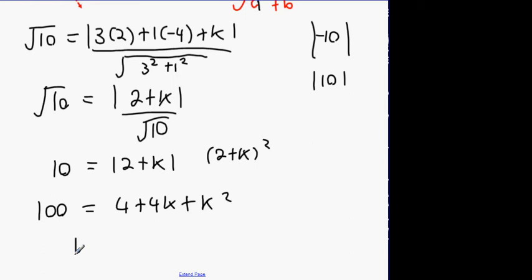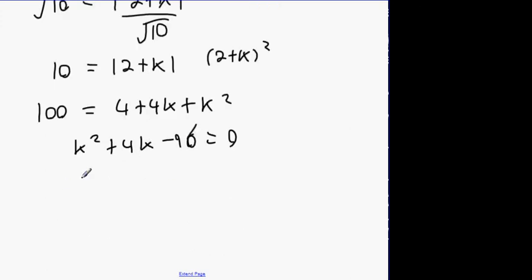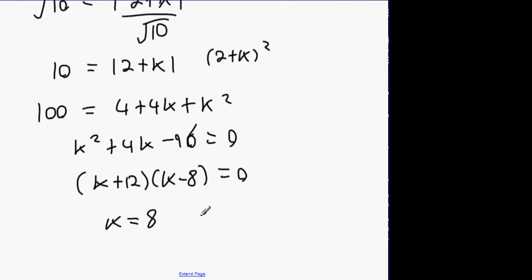I'm going to get k squared plus 4k minus 96 equals 0. I'm going to look for two numbers that multiply to give minus 96 and add to give 4, so 12 and minus 8. k equals 8, k equals minus 12.